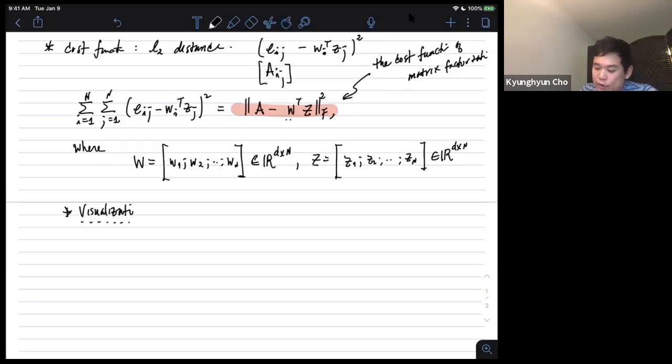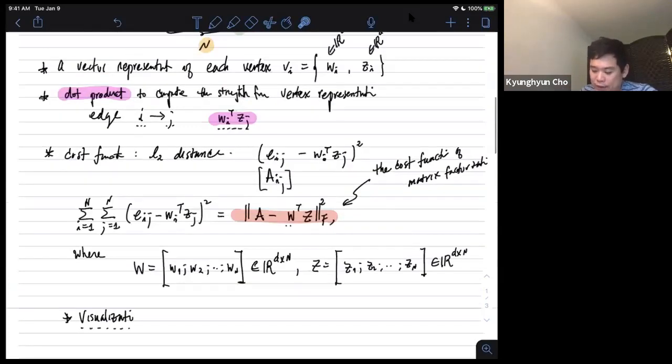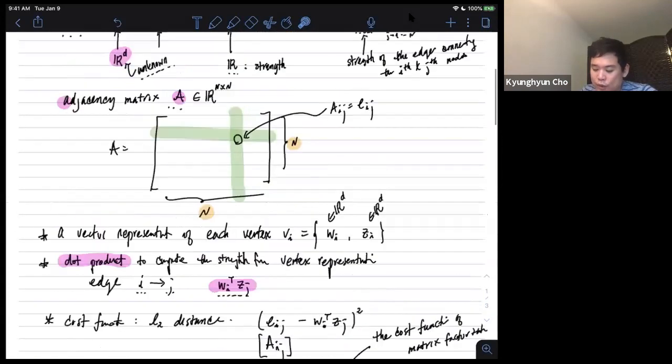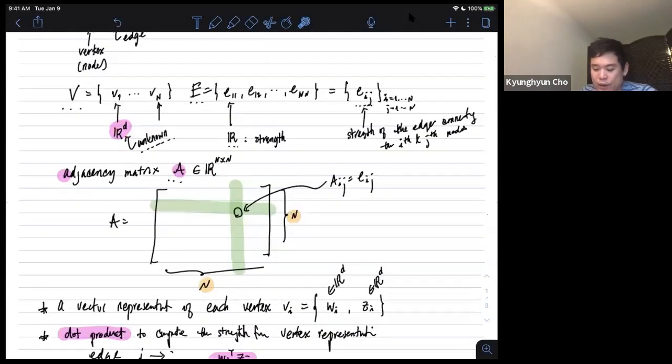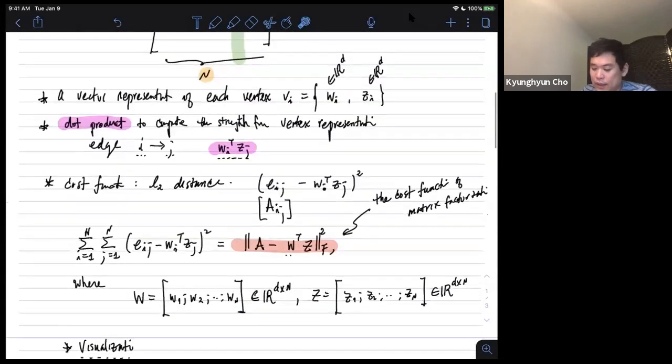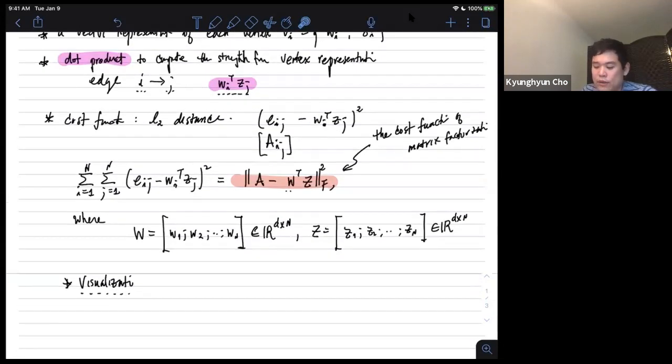However, we can now use this tool of matrix factorization to do graph embedding by finding out this unknown or hidden representation of each and every vertex. And then we can simply set this D, the dimension of the representation, which is the dimension of the W's and Z's, to be 2.